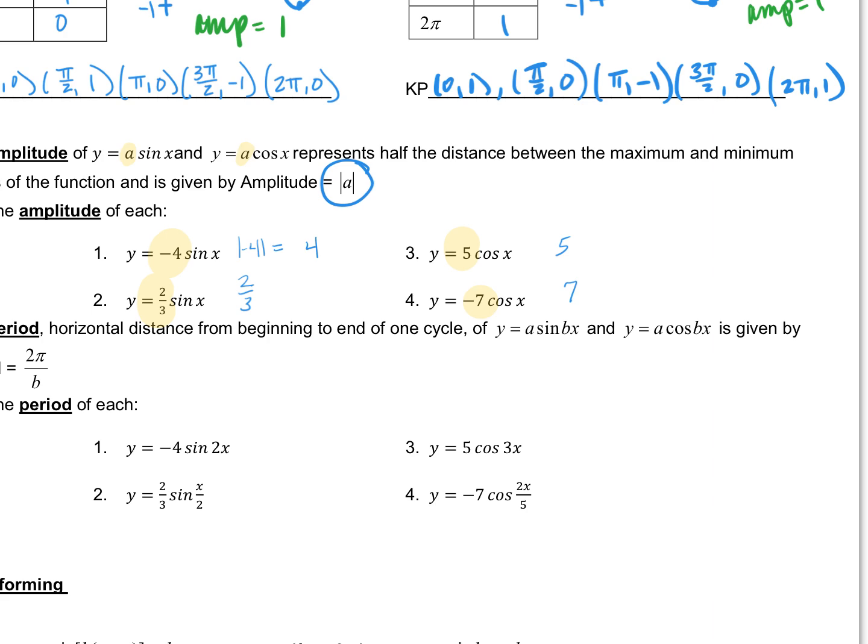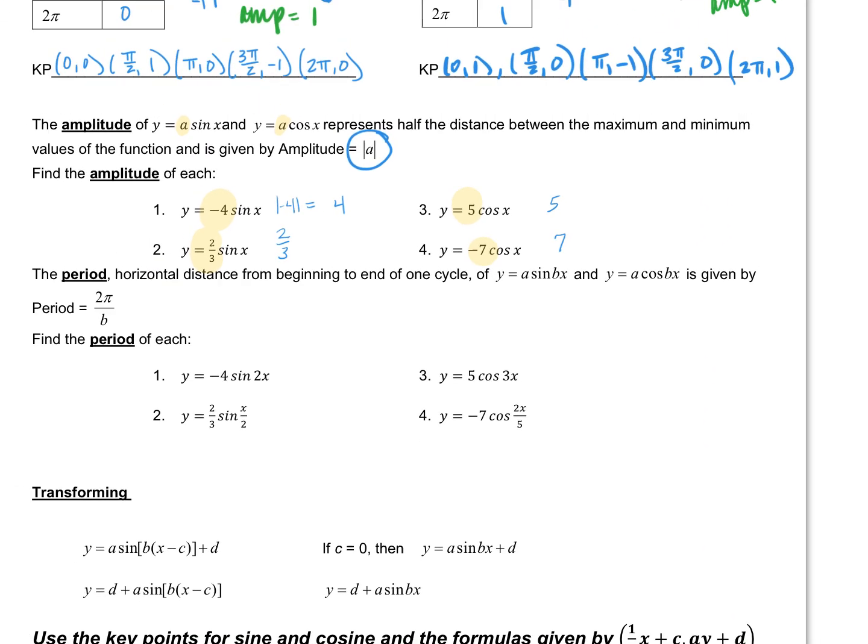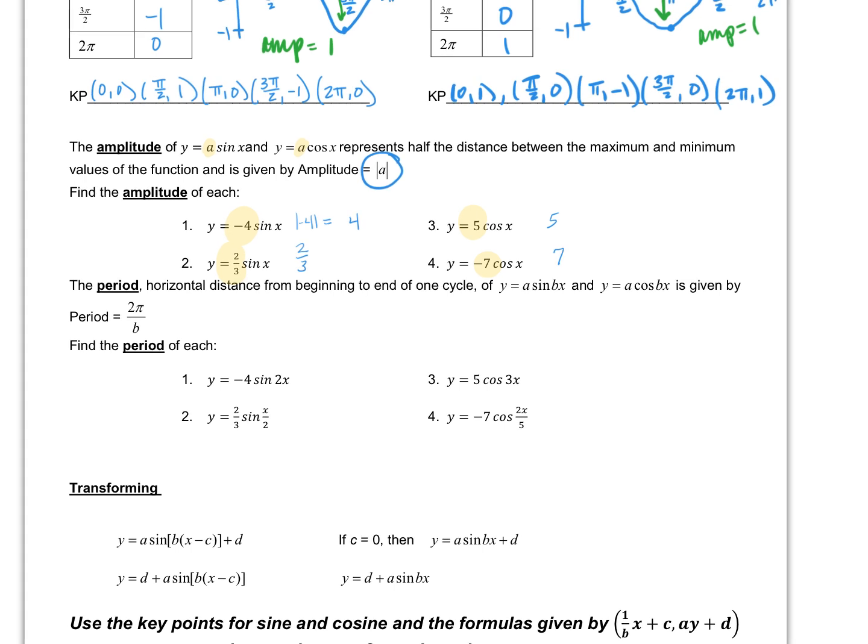Got it? All right. Now, period is the horizontal distance from the beginning to the end of one cycle, like we looked at on the graph. Period has to do with this number right here with your x, b.